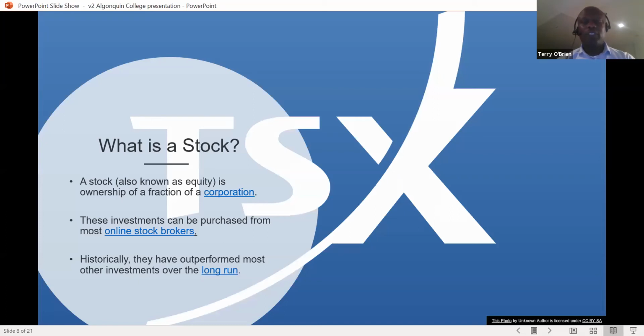So the majority of stocks trade on stock exchanges. In Canada's case, it's the S&P TSX. And the way that you as a consumer can buy stocks, there's two avenues. You can go through a financial advisor, or you can also go through an online stock broker or an online brokerage. In terms of an asset class, stocks have historically outperformed most other investments over the long run and are a good hedge against inflation.